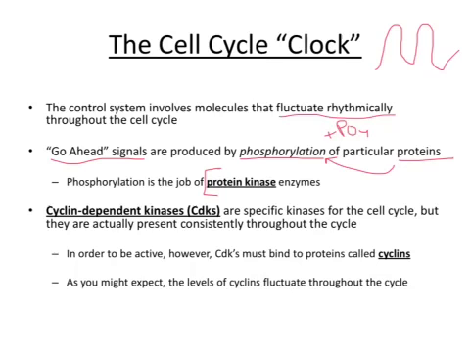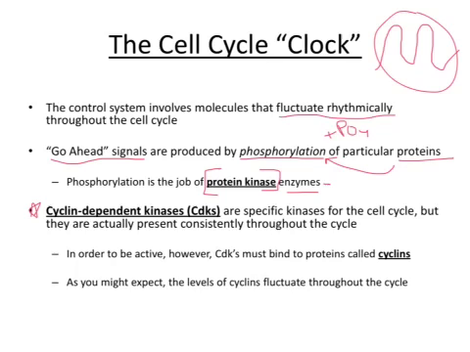Phosphorylation is performed by enzymes called protein kinases. And we mentioned those during Unit 1. We're about to learn a lot more about them here very shortly, but these are the enzymes that perform phosphorylation. Now, one of the specific types of kinases that we see in a cell are called CDKs, or cyclin-dependent kinases. Now, these are specific kinases for the cell cycle, but they don't actually do this rhythmic thing that I mentioned.